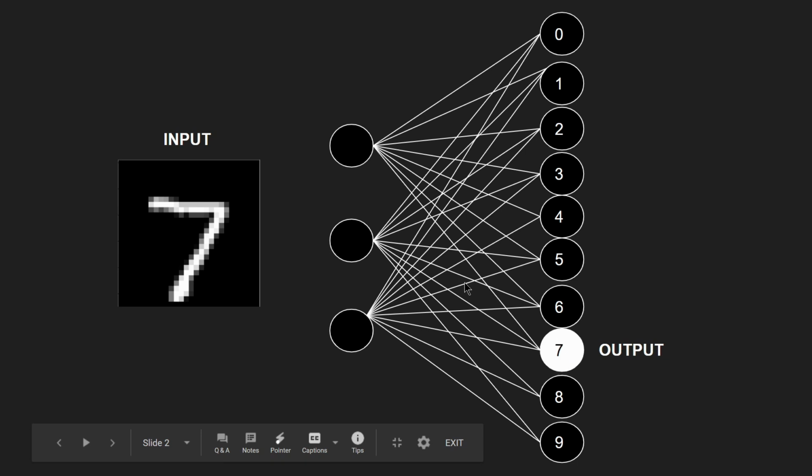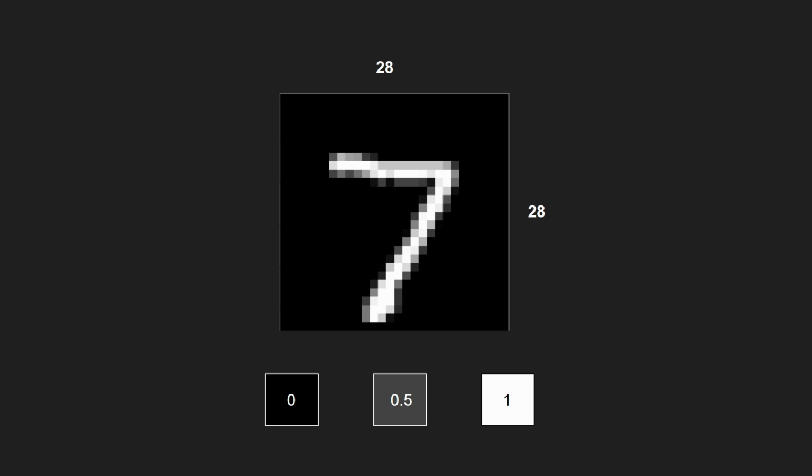And how would we actually input an image into a neural network? We would do that by first breaking it down into pixels. If this image is 28 by 28 pixels, there are going to be 784 pixels. And if you also convert the image into black and white like I did, you can represent each pixel as a value between 0 and 1. If the pixel is white, it's going to be 1, and if it's black, it's going to be 0.